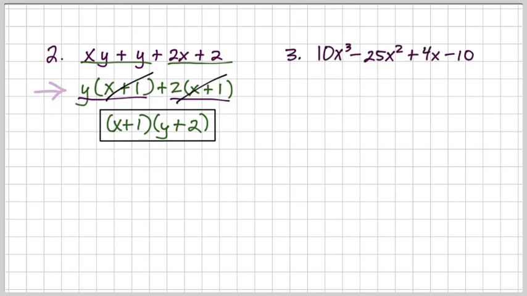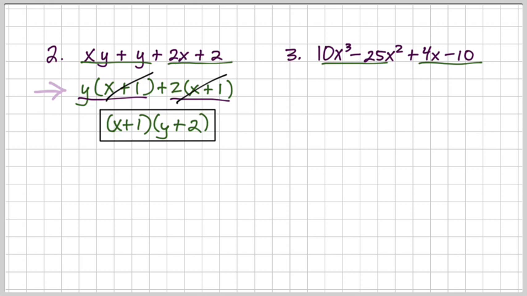So we have 10x cubed minus 25x squared plus 4x minus 10. Again, if you want to try to do this first, you're certainly welcome to do that and then check your answer. Let's go ahead and do this now. So let's go ahead and pair up our terms.